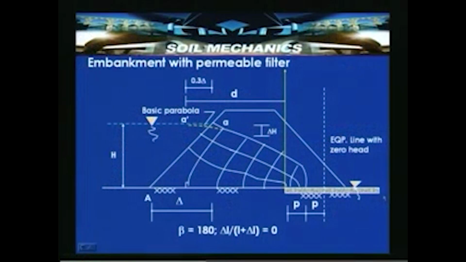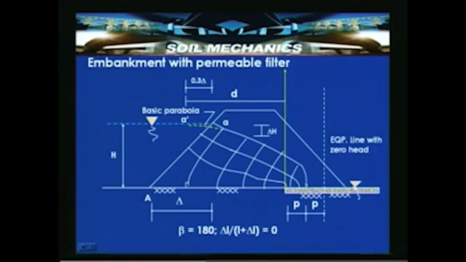So in this particular slide, if you see, there is an embankment with a permeable filter which is resting here. What you see is a rock toe, which is a rock filter, placed at the toe of the dam. This particular line qualifies as an equipotential line with a zero head. If this happens to be the datum, then here is the equipotential line with the zero head. So this is the cross section of the dam which we constructed.